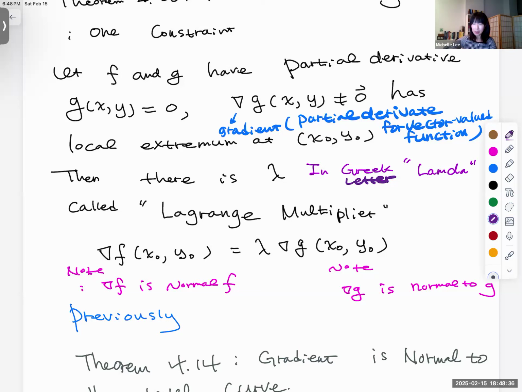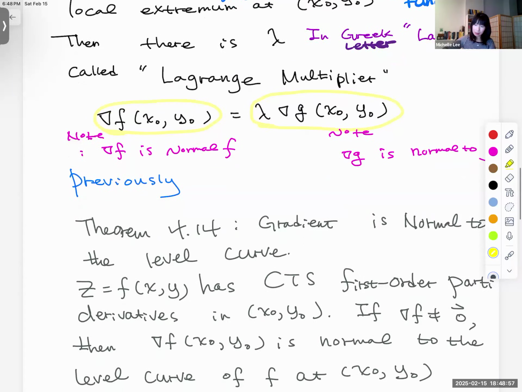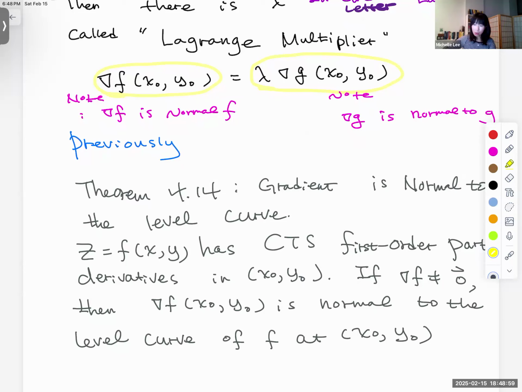All right. So let's take a look. This one we have the gradient of f equal to lambda multiplied with the gradient of g, right? Now, we have previously that the gradient is normal to the level curve. So normal, which is perpendicular, right?